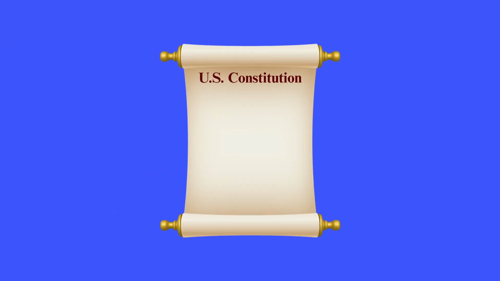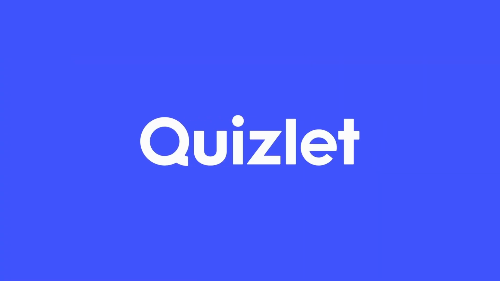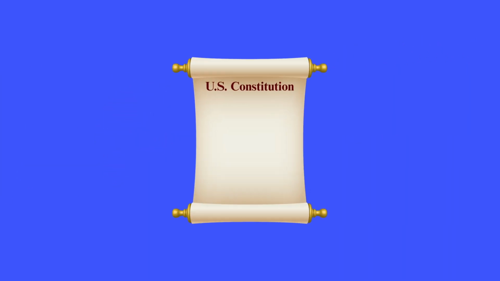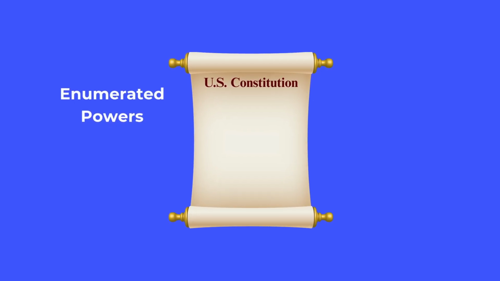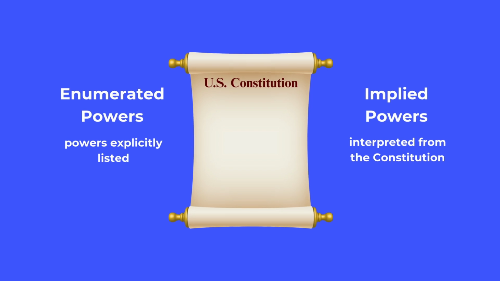Congress has powers that are clearly written in the Constitution, but did you know they also have powers that aren't? In this video, you'll learn about the enumerated and implied powers of Congress, the differences between the House and Senate, and how impeachment works. Congress's powers are outlined in Article 1 of the U.S. Constitution. These include enumerated powers, powers explicitly listed, and implied powers, those interpreted from the Constitution.